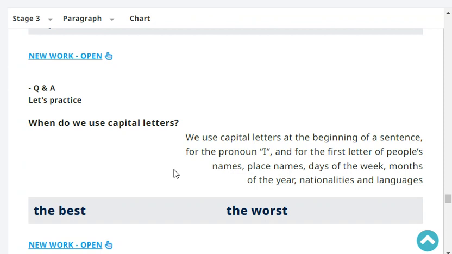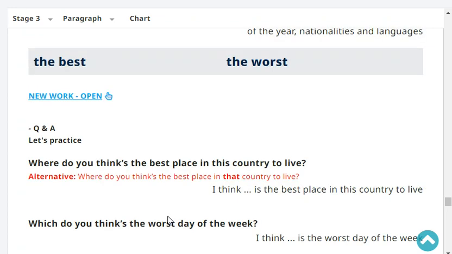When do we use capital letters? We use capital letters at the beginning of a sentence, for the pronoun I, and for the first letter of people's names, place names, days of the week, months of the year, nationalities, and languages. Very good.